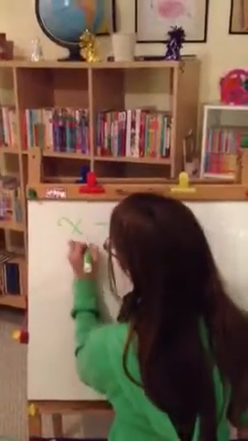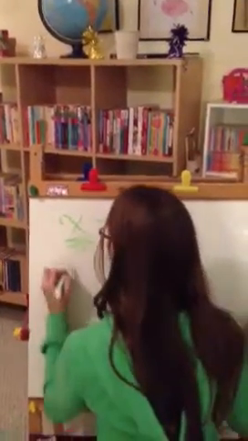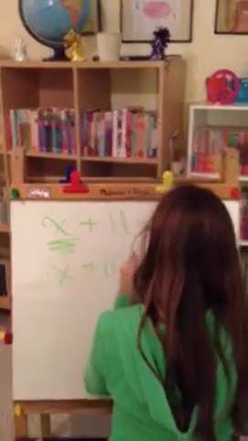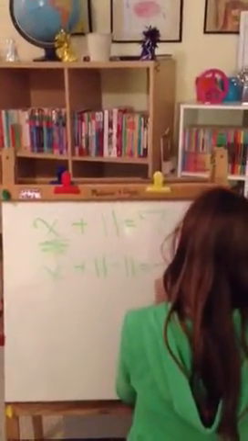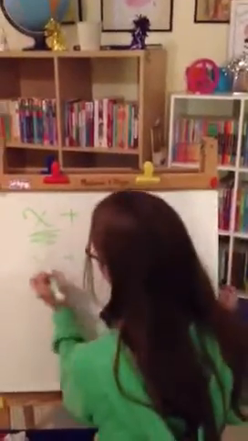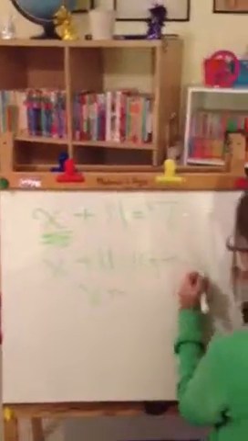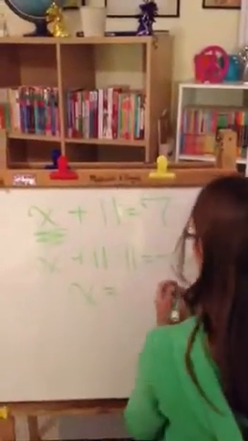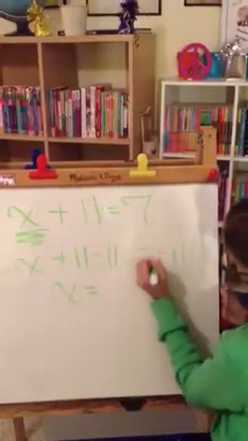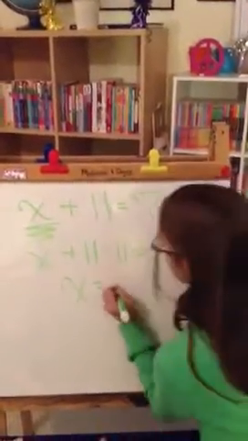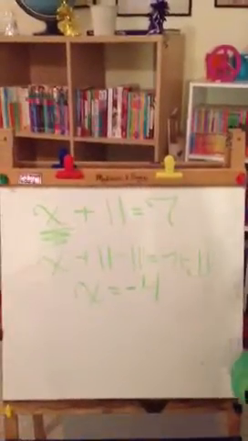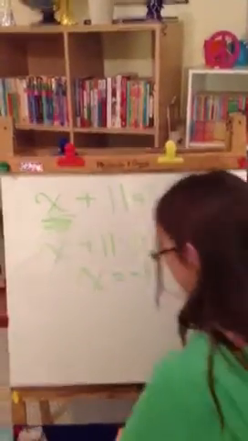Now, what you want to do is isolate this variable. So you'll do x plus 11 minus 11 equals 7 minus 11, because you want to get that x by itself. And then you'll just do 11 minus 7, which is 4. But right here, you take that as a negative 11, so it would be negative 4. That is problem number 1.